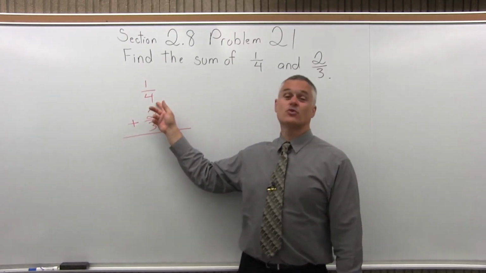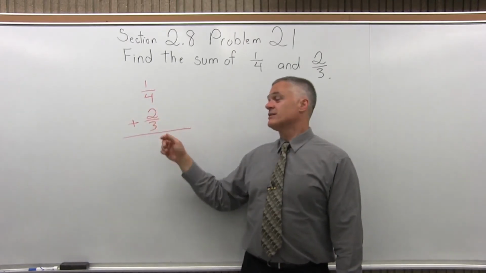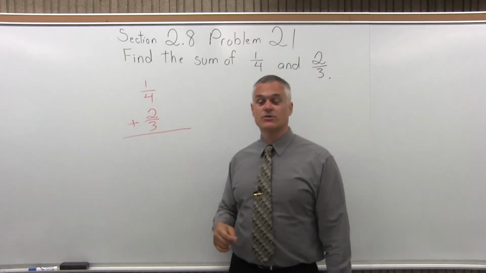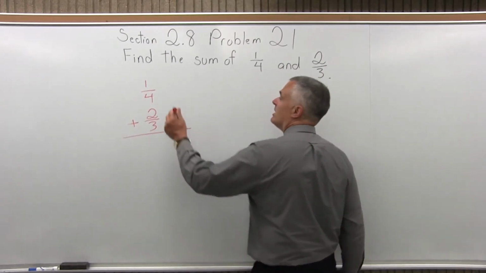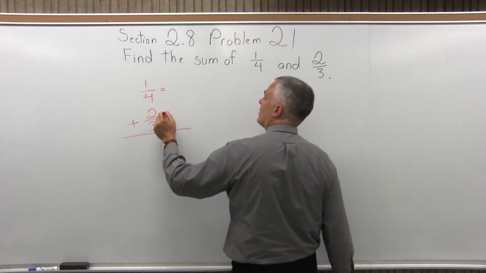So now take the larger denominator, triple it. 4, if you triple it, you get 12. Now will 3 divide into 12 evenly? Actually, yes it will. 3 goes into 12 4 times. So my lowest common denominator is 12.